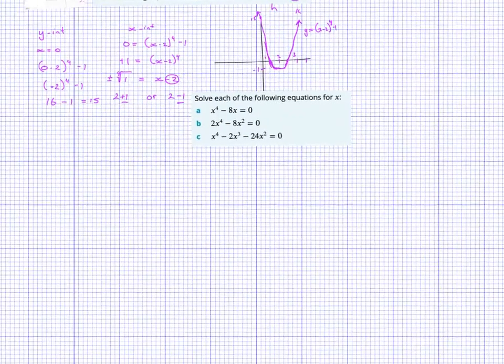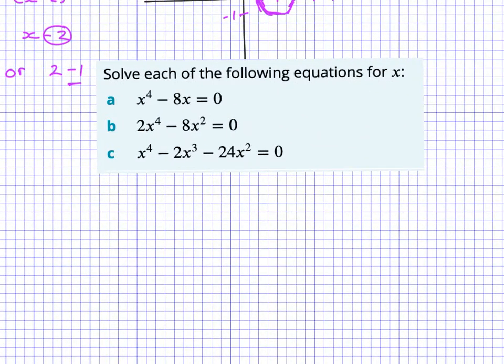All right, so let's have a look at a few others. We're going to solve each of the following equations for x. Now remember, solving is finding the x-intercepts, but we don't have to sketch these, we just have to solve for the x-intercepts. So first step is that you would factorize each of them. So let's have a look at A.